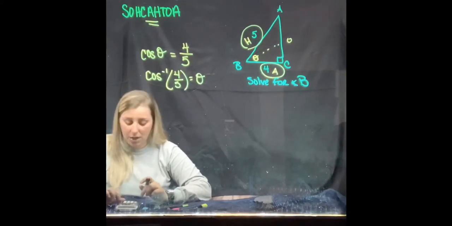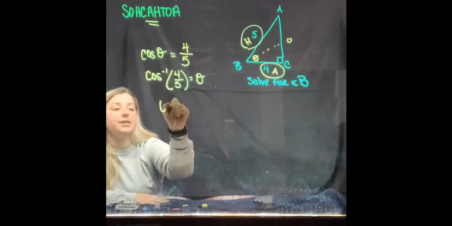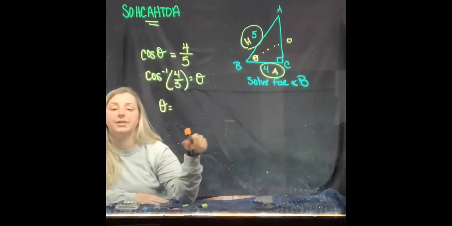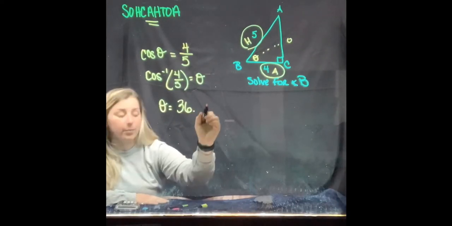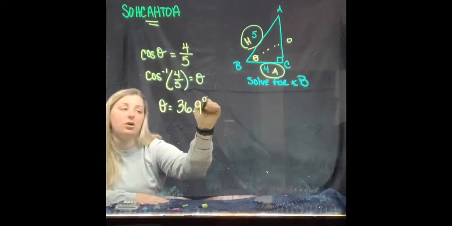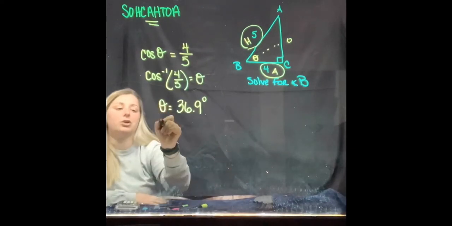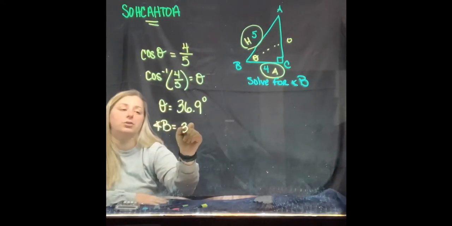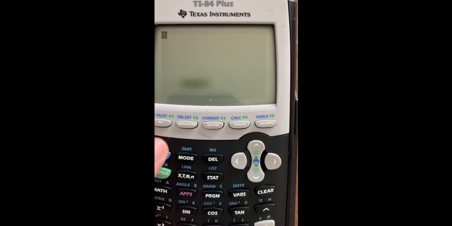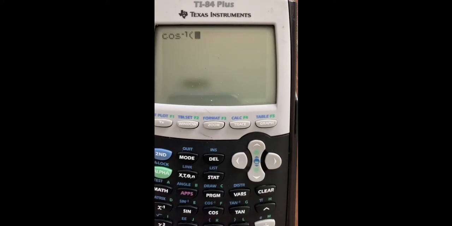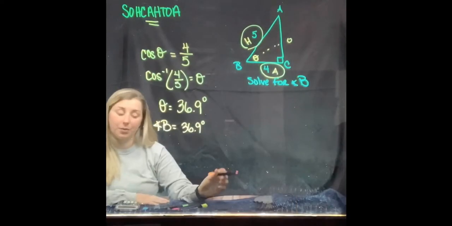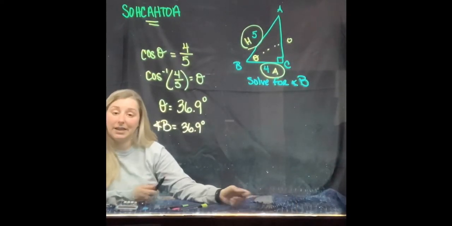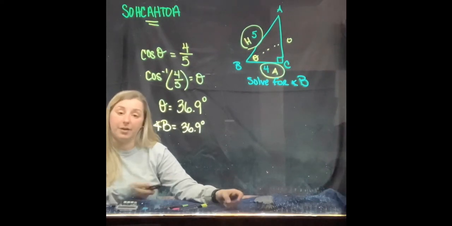So second cos of 4/5. And then remember, for our purposes, we want the nearest tenths place for everything today. We've got 36.9, and it's an angle, so we're talking about degrees. Once again, you could write angle B, if you prefer, is equal to 36.9 degrees. Okay, all right, so that's how you find side lengths or angles using your basic trig functions.